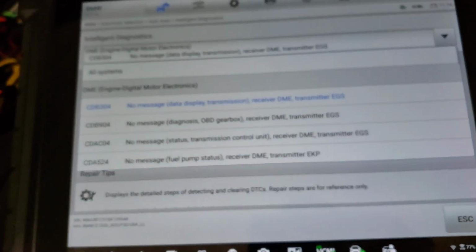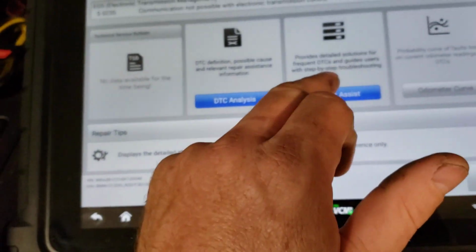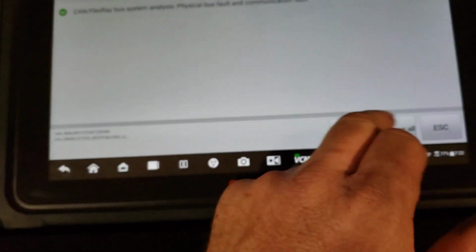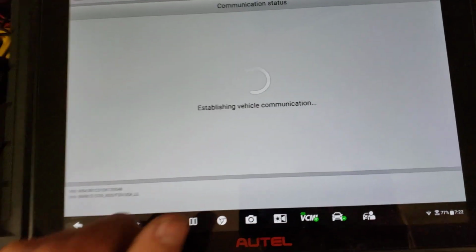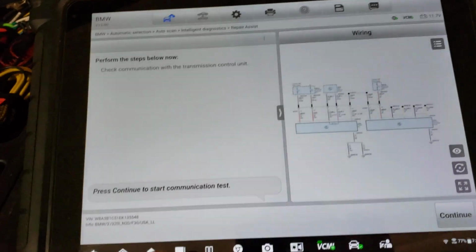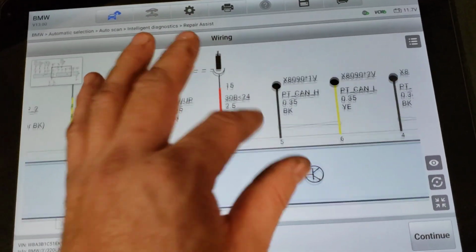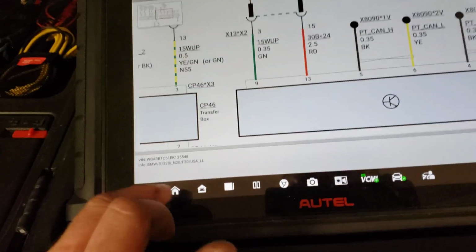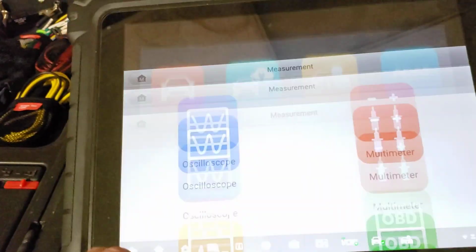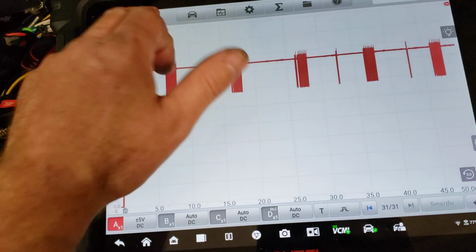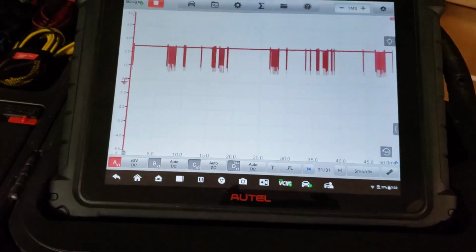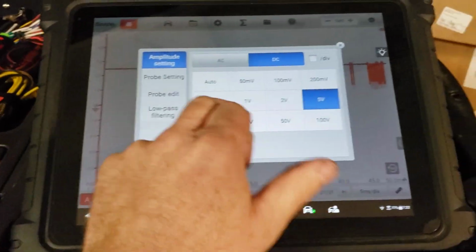Let me find this one we were just using again. I like the repair assist program, I like it for the wiring diagrams, which is pretty cool. So yeah, let's go back to 5 and look at it with the scope. One last time here. Well, I say one last time. So let's hook back up to 5.